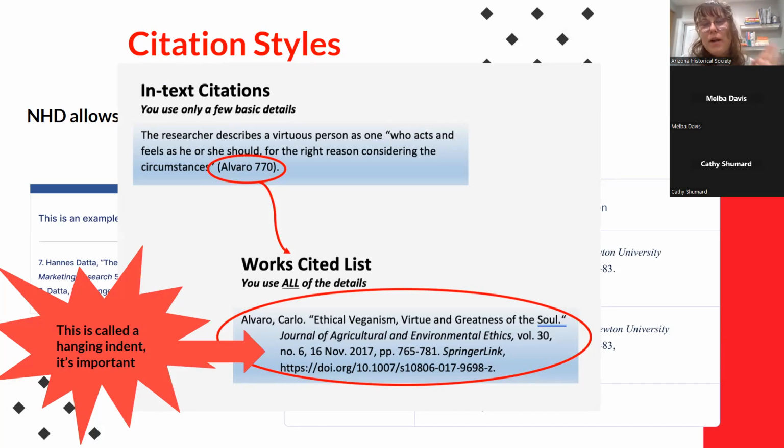It has to be formatted this way. I don't know why. These are just the rules.